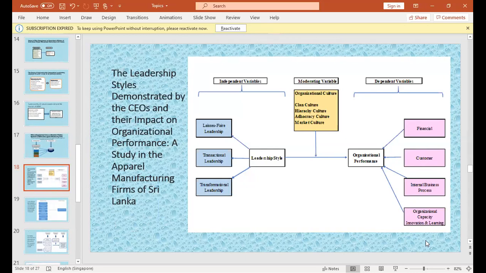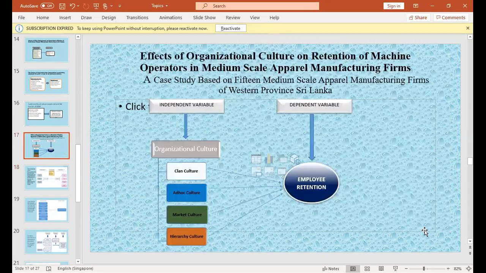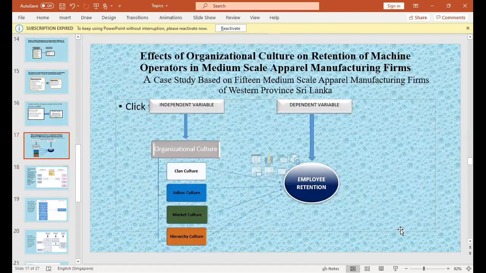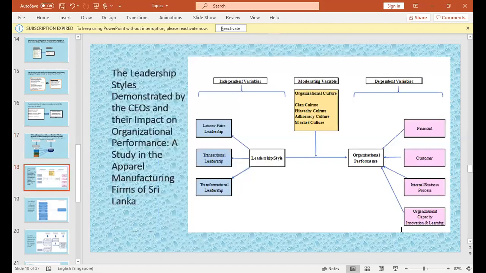It's the same industry, somewhat the same story. Earlier one we looked at the culture. Here we are looking at the leadership styles. Which leadership styles would affect the organizational performance more? Okay, so it's just like the earlier one. Which cultural characteristic would promote the employee retention more? So it's the same approach.